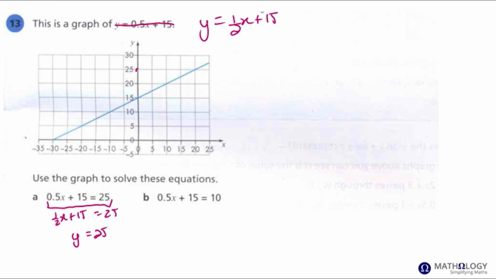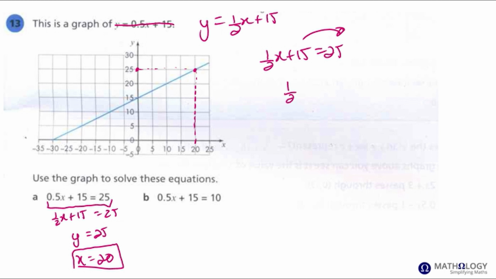So we go to 25 on the y-axis, move horizontally across to the line, to the function, meet the line, and then drop a perpendicular down to the x-axis, which is at 20. So x equals 20. Now let's solve it algebraically. A half x plus 15 equals 25. We take the 15 across. So a half x equals 25 minus 15 equals 10. Multiply both sides by 2, and therefore x equals 20. So we get the same answer algebraically and graphically.